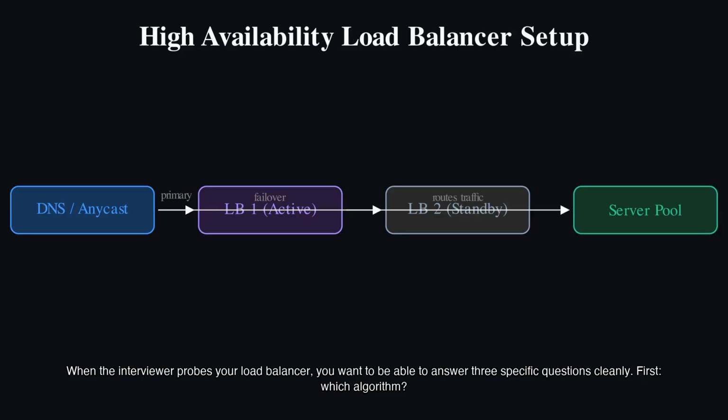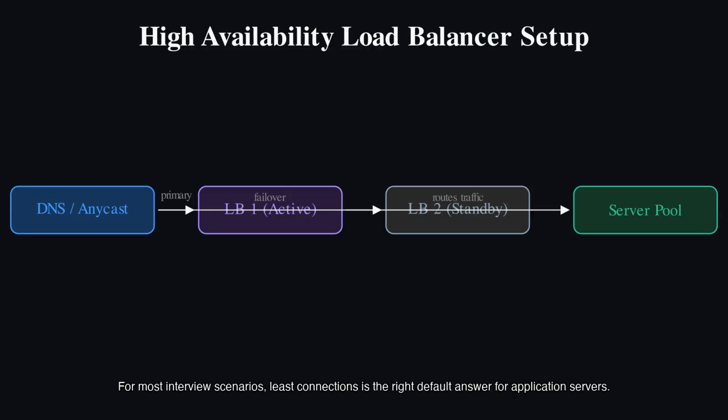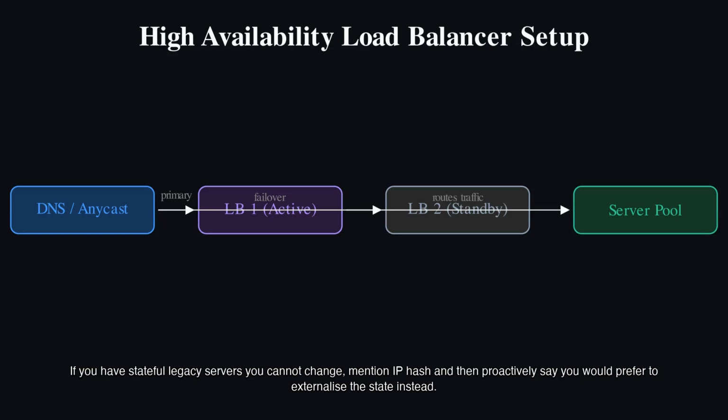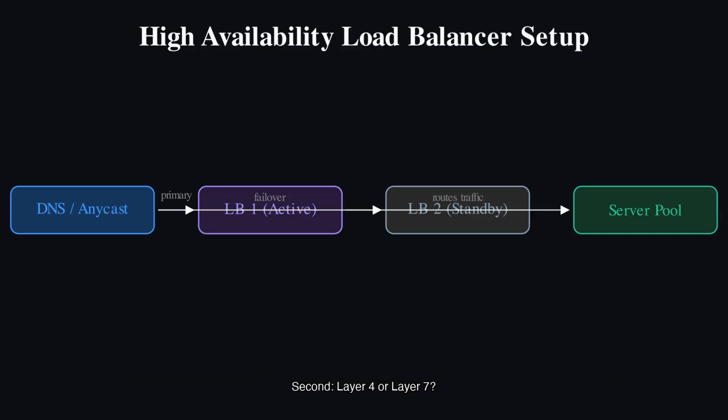First, which algorithm? For most interview scenarios, least connections is the right default answer for application servers. If the workload is strictly uniform, identical hardware, similar request cost, round robin is acceptable. If you have stateful legacy servers you cannot change, mention IP hash and then proactively say you would prefer to externalize the state instead.